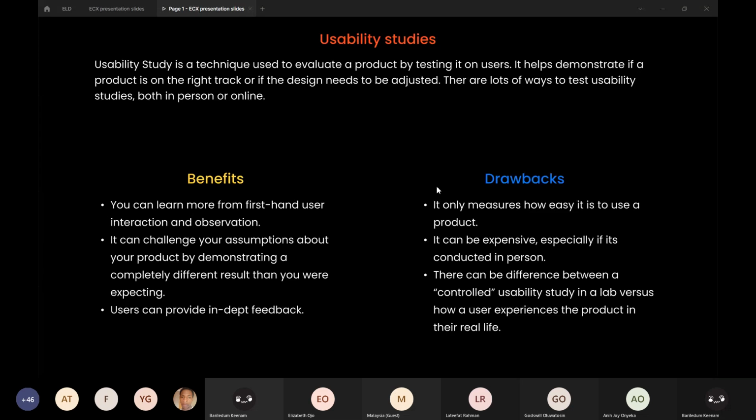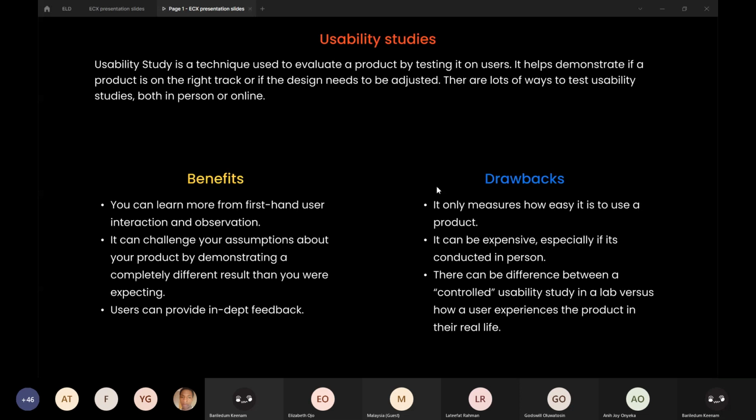We conduct usability studies most times when we already have a working product. It could be your prototype, the prototype of your wireframes. Most times you conduct usability studies in the design phase and also in the post-launch phase. So in the design phase, after creating your wireframes, you can prototype it and conduct usability studies to know whether you are actually on the right track.